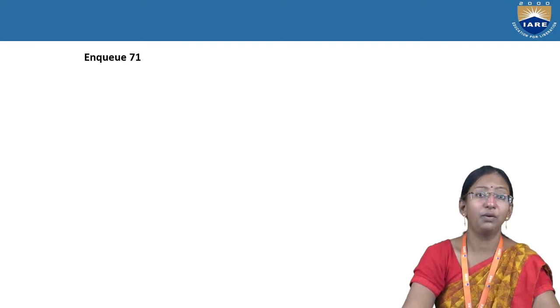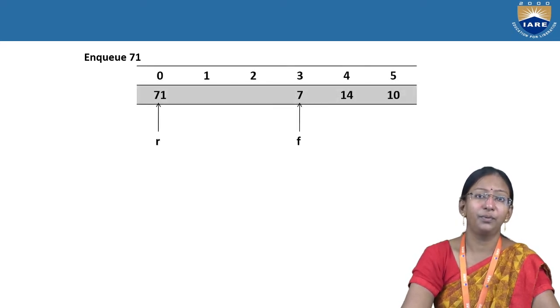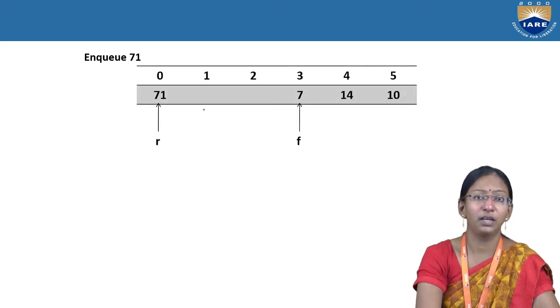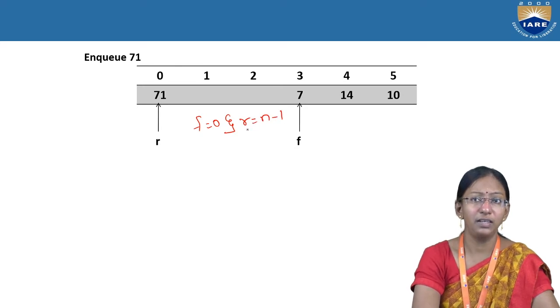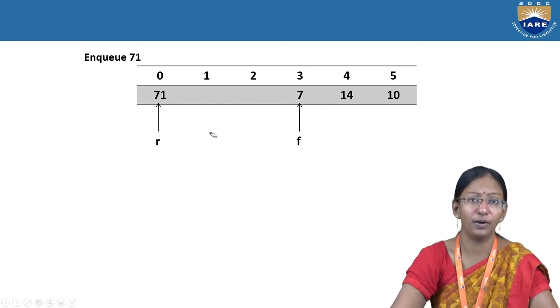NQ 71 enough. Now try to insert an element. It's very easy. The rear will check what conditions it is going to check: front is equal to 0 and R is equal to n-1. Yes, R is equal to n-1 is satisfied. But what about F is equal to 0? It failed because F is pointing to 3. So, as the condition of overflow failed, R will be pointed to 0 and a new element will be inserted.